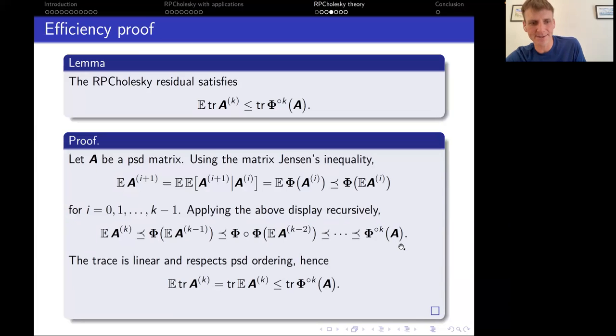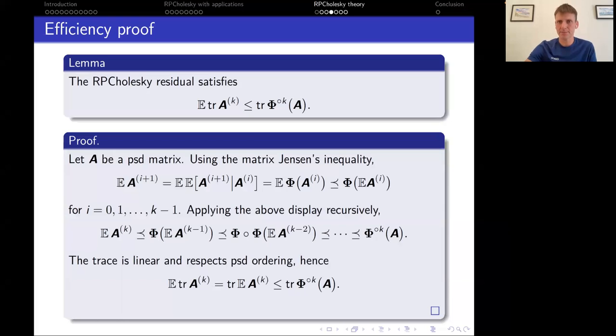And then last, you throw a trace on the left-hand side and the right-hand side. It respects the PSD ordering, so that's going to turn into a less than or equal to. And you find that the expected trace norm error is going to be bounded from above by the trace of phi acting k times on A. So that's the end of the probability part.